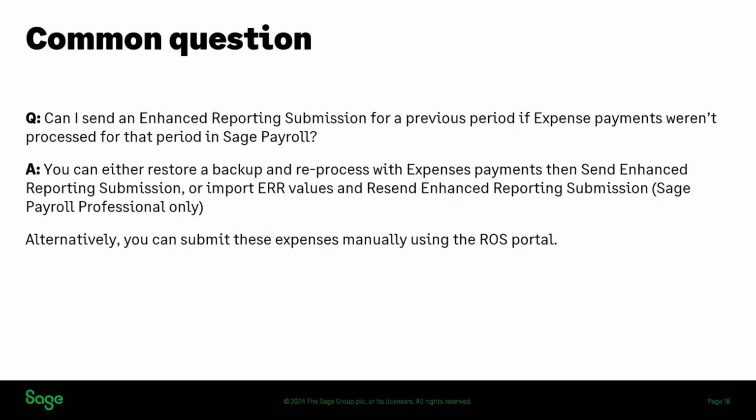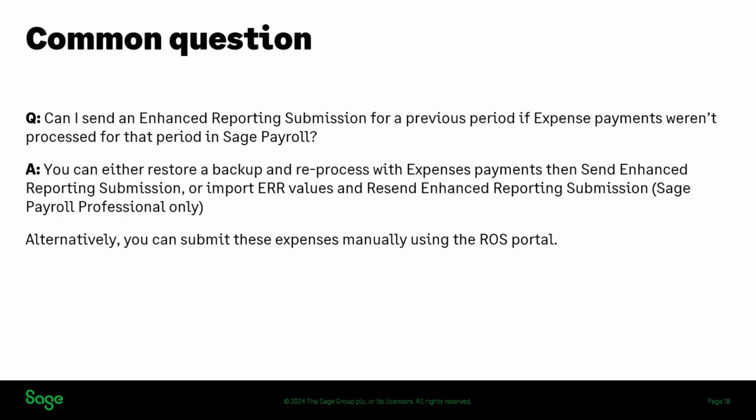For my second example, I'm hoping to hopefully pick up on a common question around corrections, which is, is it possible to send an enhanced reporting submission for a previous period if expense payments weren't processed for that period in Sage Payroll? So usually there needs to be an expense payment for the employee to appear in the submission itself. So the answer is yes, it is possible. So there's two ways of doing it. The first way is how it was in the previous version.